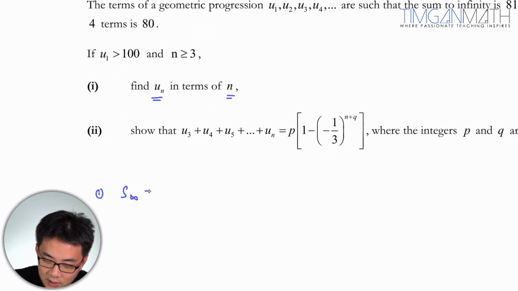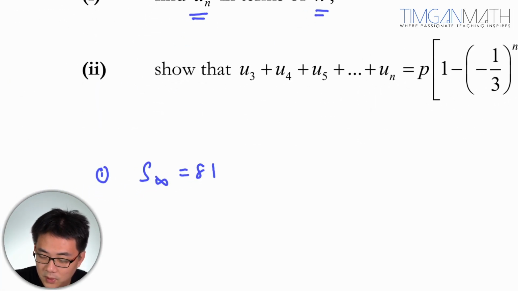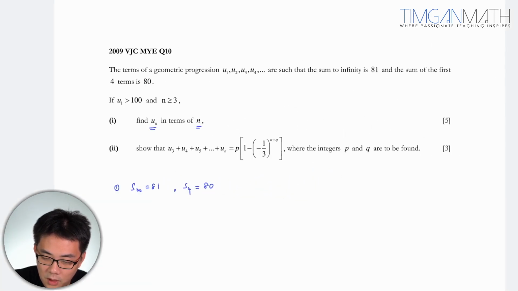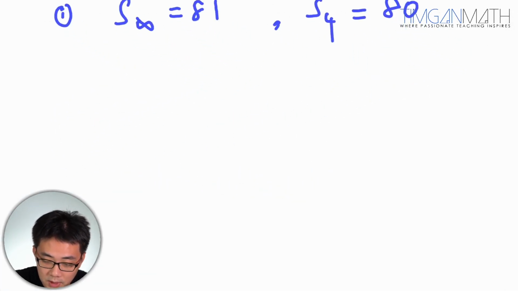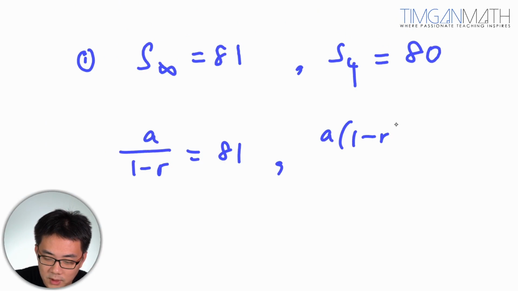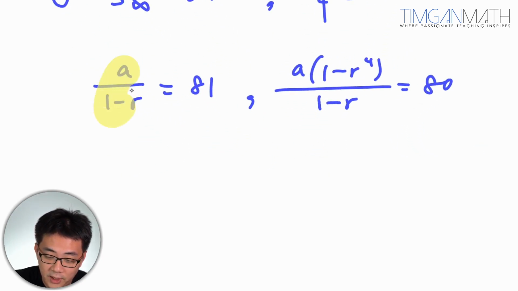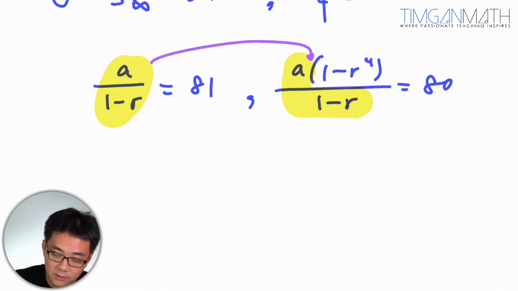So the sum to infinity is 81 and the sum of the first four terms is 80. This part here is a over 1 minus r equals 81, and the sum of the first four terms is a(1 minus r^4) over 1 minus r equals 80. Now this is where I think most students will have problems identifying that a over 1 minus r here.